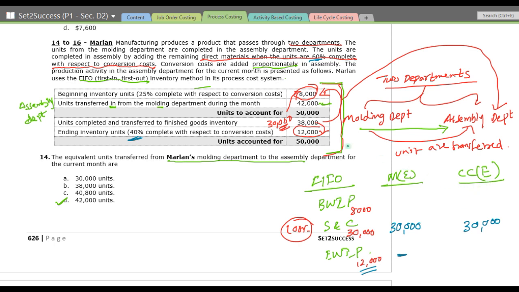Conversion costs are added proportionally. So it is 12,000, and we have completed 40%. So that is 12,000 times 40%, which gives you 4,800.